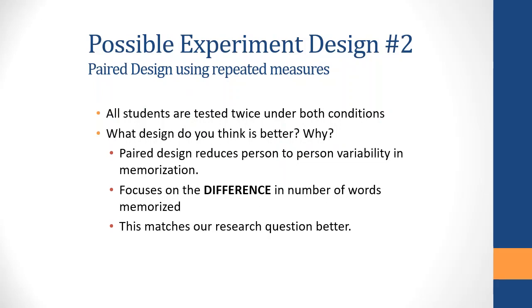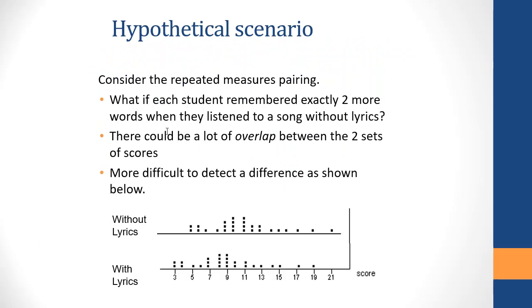Okay, so here's a hypothetical scenario to give you an idea. Let's say this is the music with lyrics and this is the music without lyrics, and this is how they memorized. This person got a 3, and then maybe later on they got a different number. Now, in this case, what if every student remembered exactly 2 more words when they listened to a song with no lyrics? Well, there's a lot of overlap in the data, so are you going to look at this and say, oh, it's clearly this is more memorization than this? It's a little bit more, but is it really that much more?